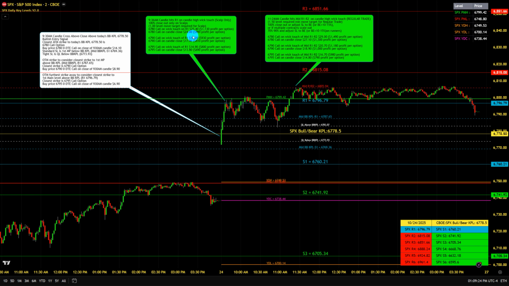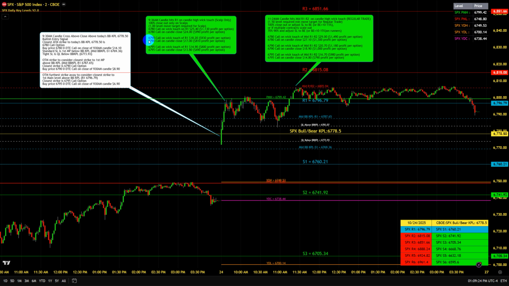On this, the at the money 67.80 on the wick touch of the R1 was $25.40. So that is a profit of $1,130 per option. However, on the candle close after backing off, it was $24. So that's a $990 profit per option. You can see the difference between the two there.